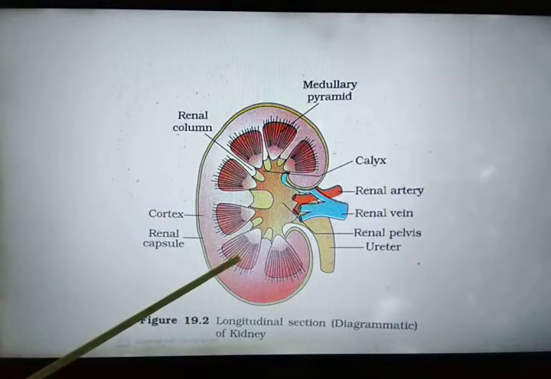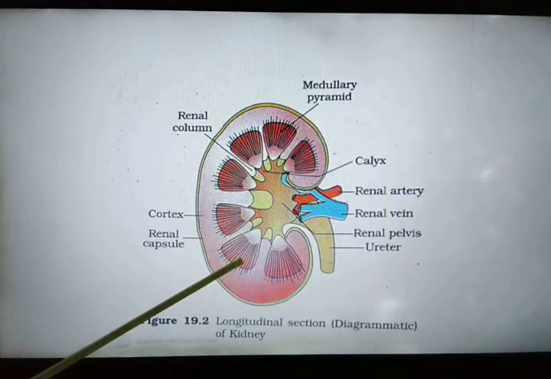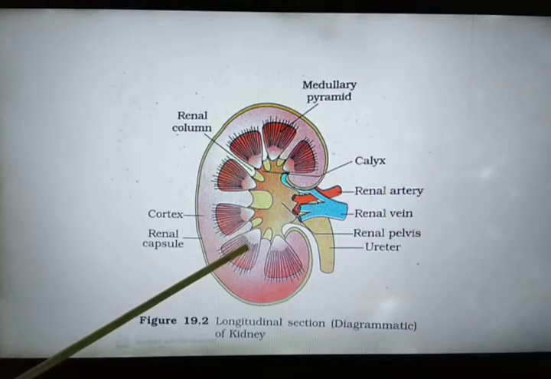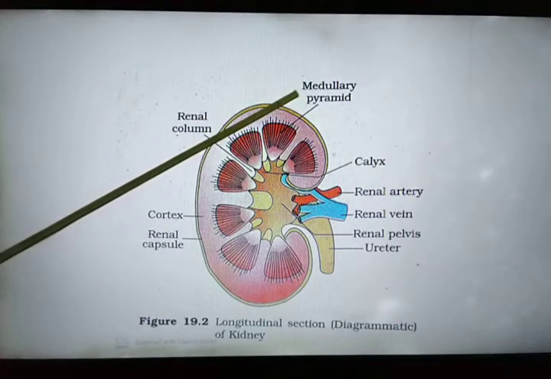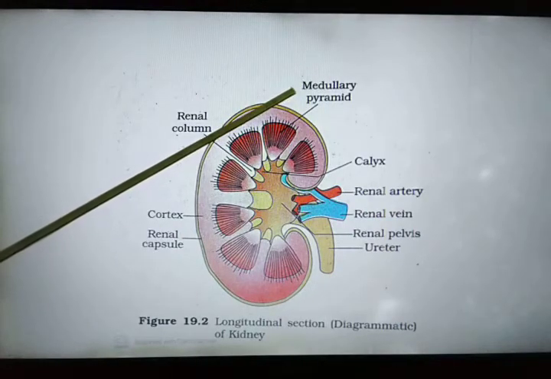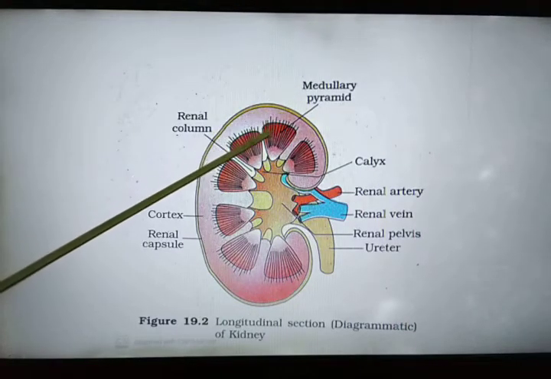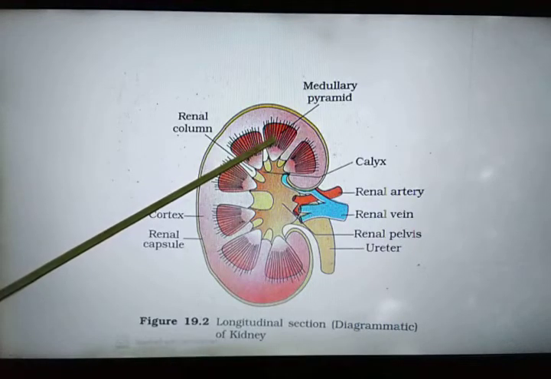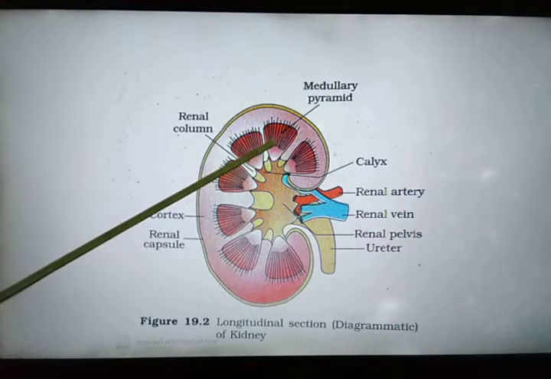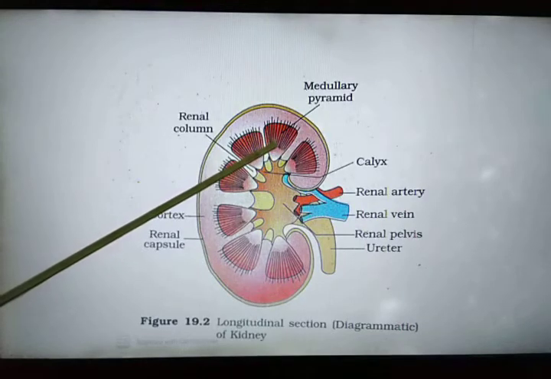The medulla, or medullary region, is divided into a few conical masses, and these conical masses are known as medullary pyramids. The medullary zone consists of 15 to 16 triangular structures which are known as the medullary pyramids.